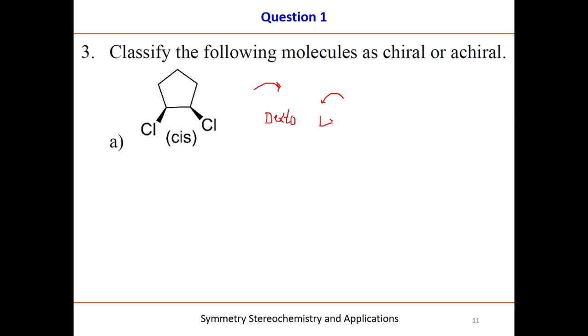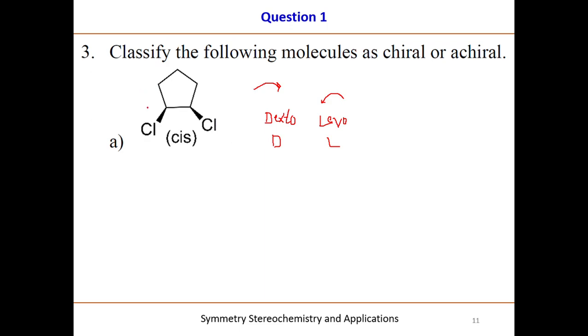It is denoted by L. So D and L depend on the rotation of plane polarized light in different directions. Clockwise direction means D, anti-clockwise direction means L. And plane polarized light can be rotated only by chiral molecules, not by achiral ones. So we have to find out the chirality of the molecule by passing symmetry elements through it. Then we will see which symmetry is present and whether the molecule is chiral or not.